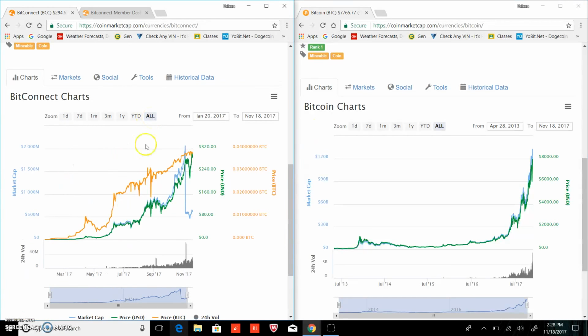But I've noticed that BitConnect is more heavily dependent on Bitcoin, because whenever Bitcoin crashes around the same time, BitConnect crashes as well.